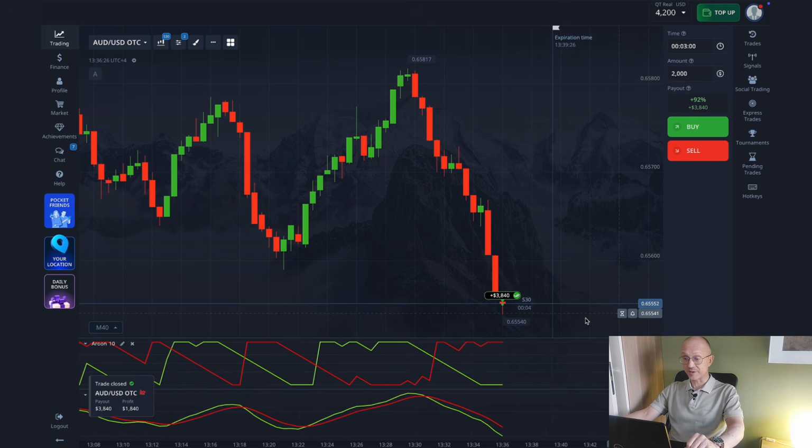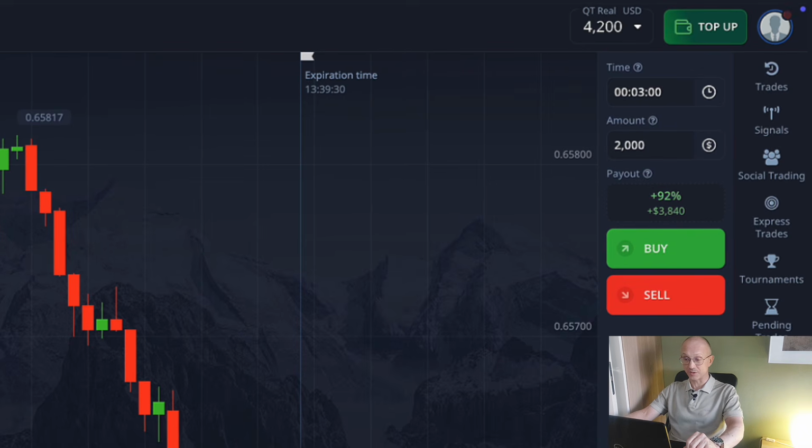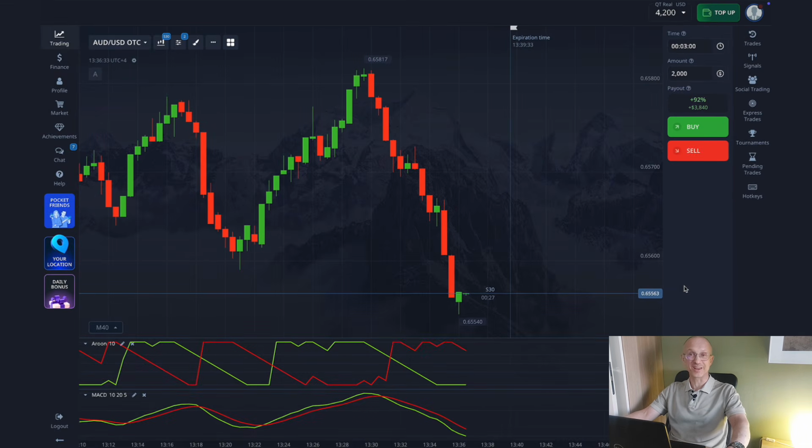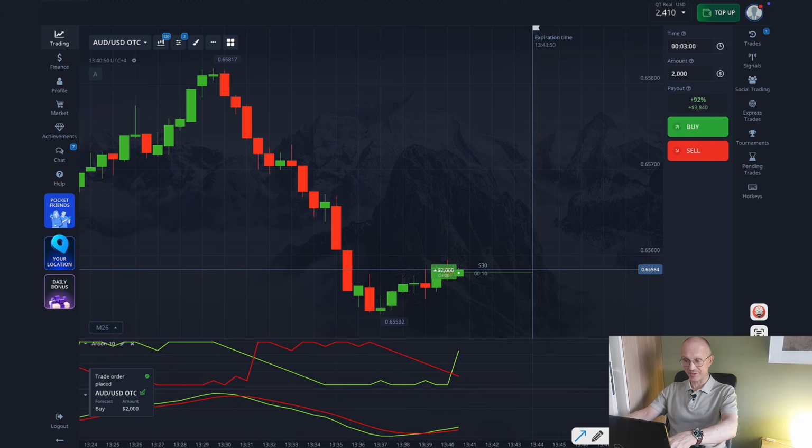And the trade is in the black. I'm making $1,840. So let's continue trading. New opportunity here. I see an excellent entry point for a purchase, so I'm setting the expiration of 3 minutes and opening a trade for $2,000.